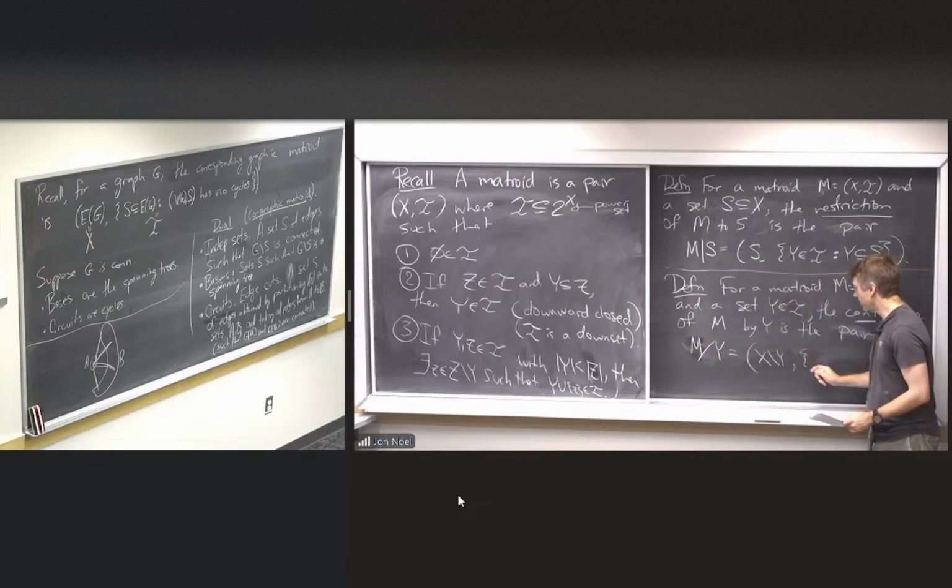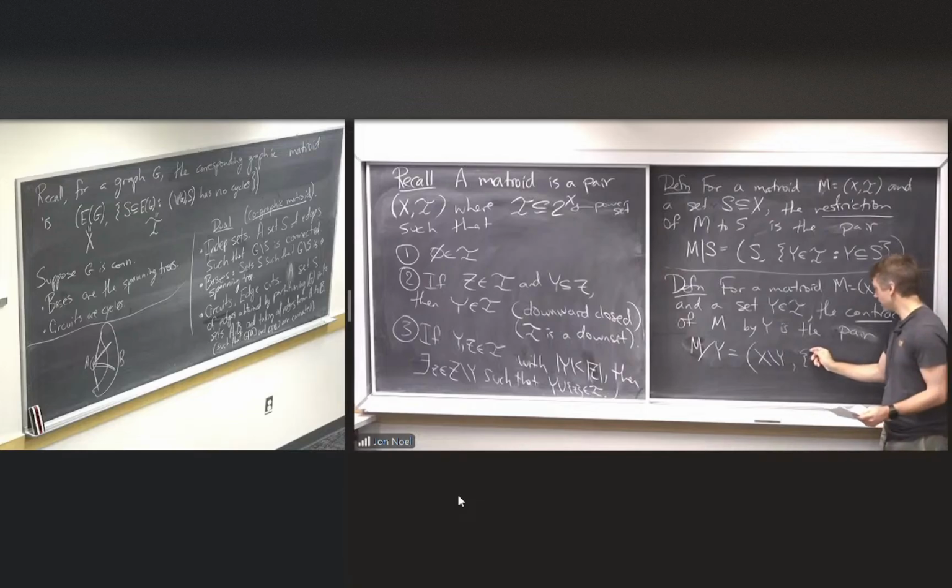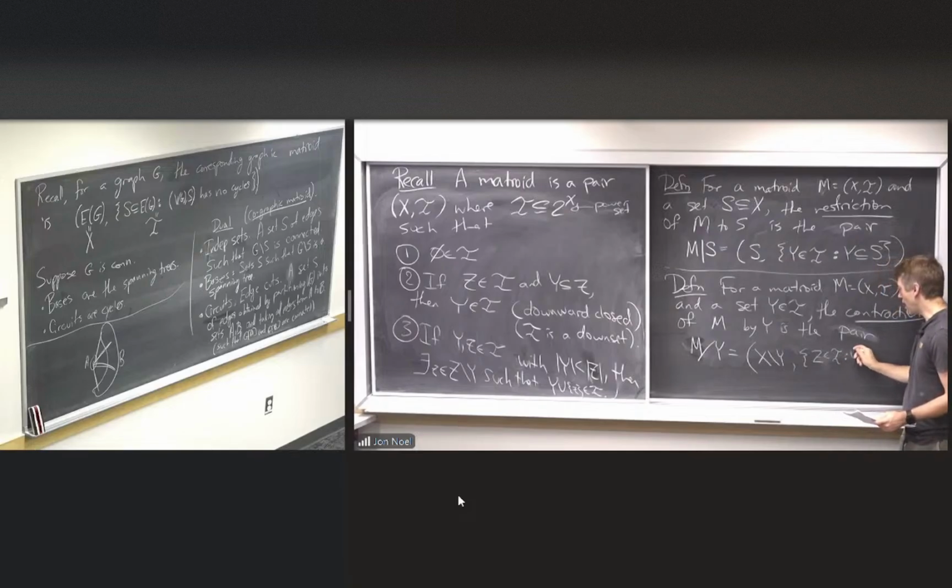But now the set of independent sets is going to be a little bit different than above. It's the set of all Z that were independent in the original matroid such that Y union Z is independent in the original matroid. Okay. So it's a slightly different kind of condition there.